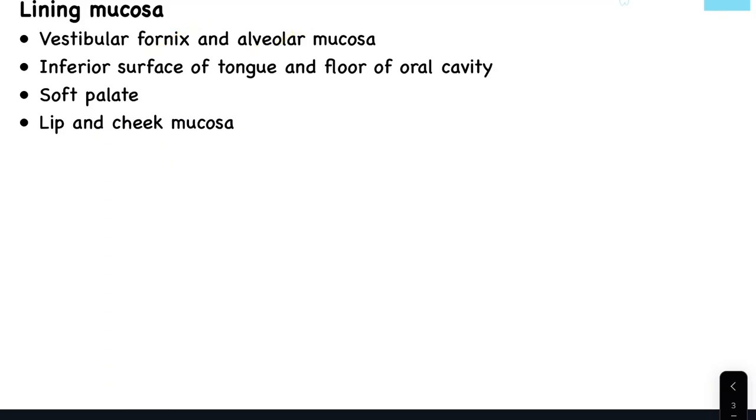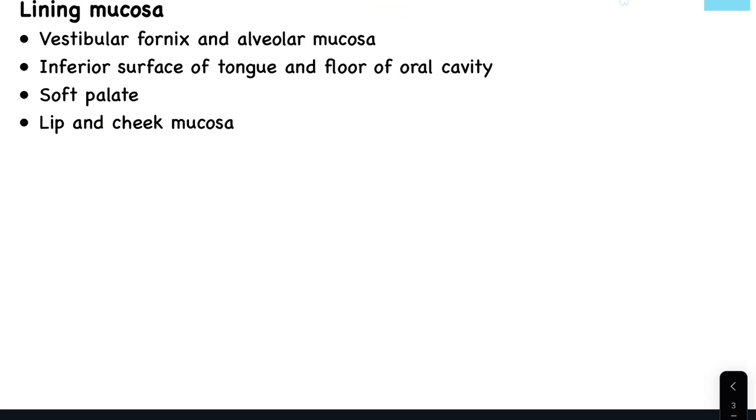These are the portion above your mucogingival junction. Okay. So the portion above this, connecting your lip to your gums, is the vestibular fornix and the alveolar mucosa. Then it is present in the inferior surface of the tongue and floor of the oral cavity. Okay, so the lower surface of the tongue and the portion which makes the floor, the portion below your tongue, is also covered by lining mucosa. Then there's the soft palate and lip and cheek mucosa. So this is everywhere lining mucosa is present.